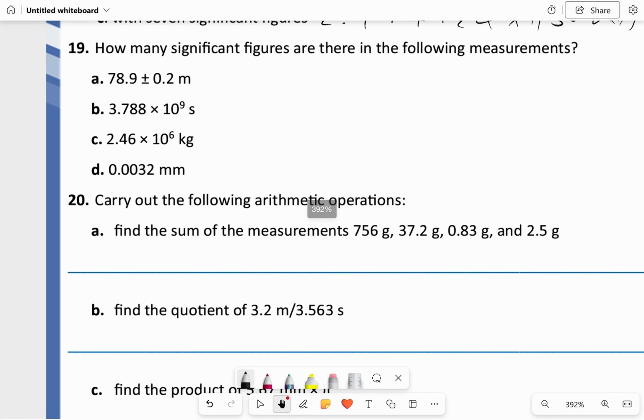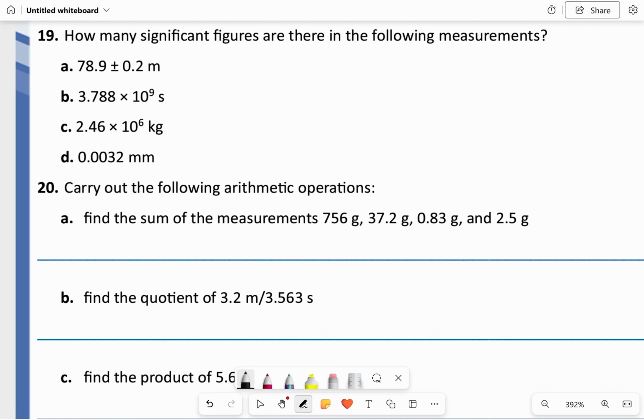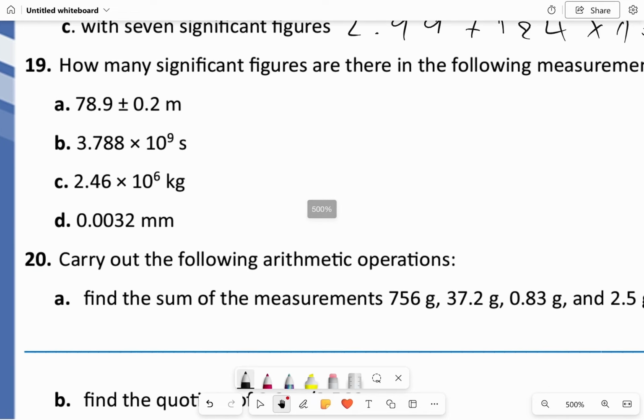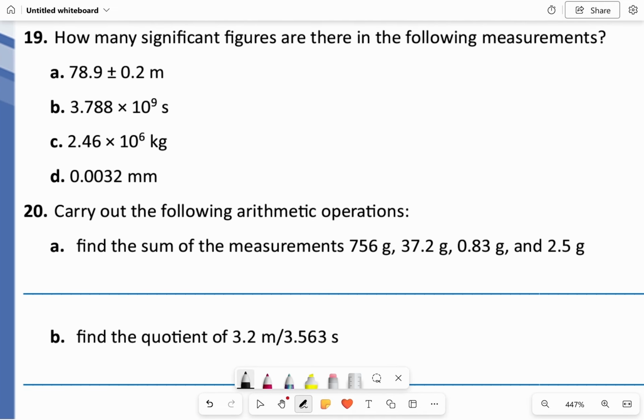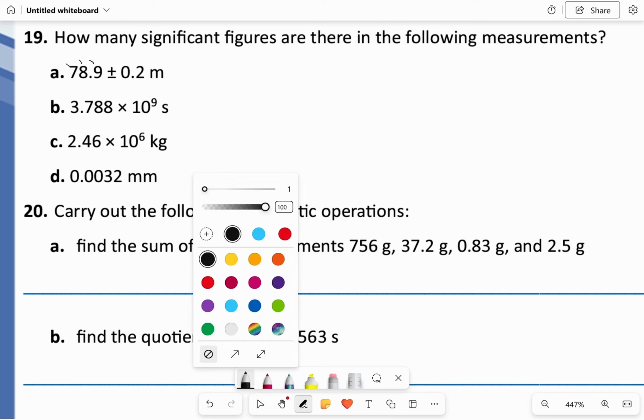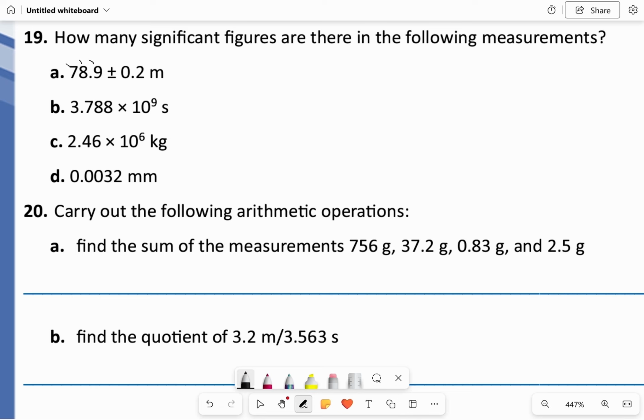Now, how many significant figures are there in the following statements? So you have 78.9 plus or minus 0.2. So you have 1, 2, 3. Doesn't matter whether you add or subtract 0.2 from this number. You still get 3 significant figures, okay? So you have 3 significant figures. 1, 2, 3. 3 significant figures.